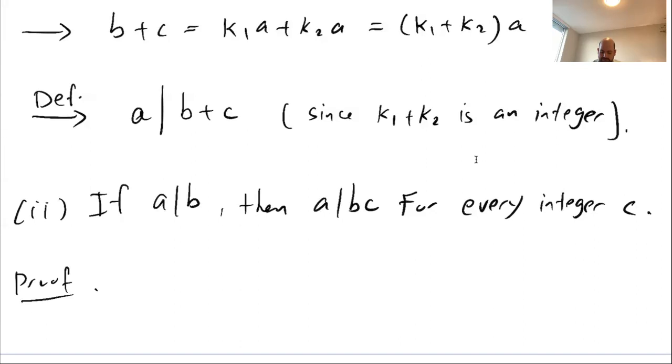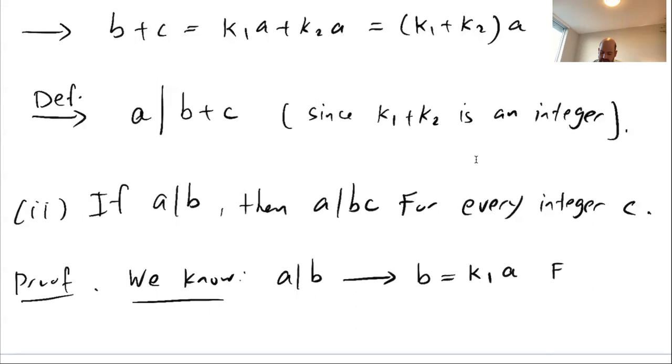So what is the assumption here? A divides B. So what does that mean? Again, applying the definition, B is equal to, let's say, K1A, for some integer K1. That's all in this part. I have only one assumption. And now what is my conclusion? To show that A divides BC.